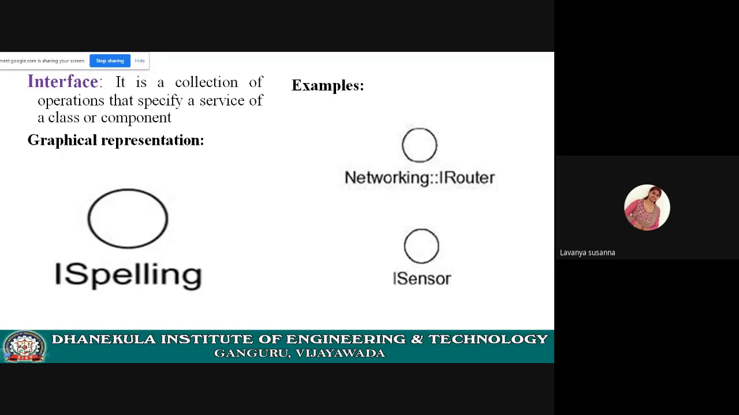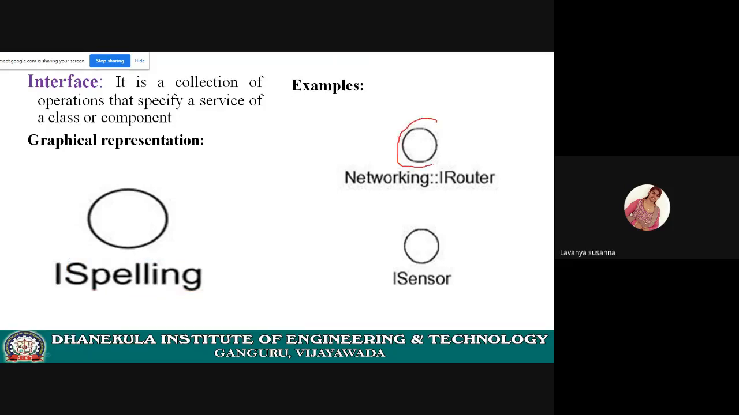Let us see how to represent it graphically. Draw a circle and then write down the name. Draw a circle and you need to use this one line like this, a small vertical line, and write down the interface name. I hope you understood. See the examples, you will understand.